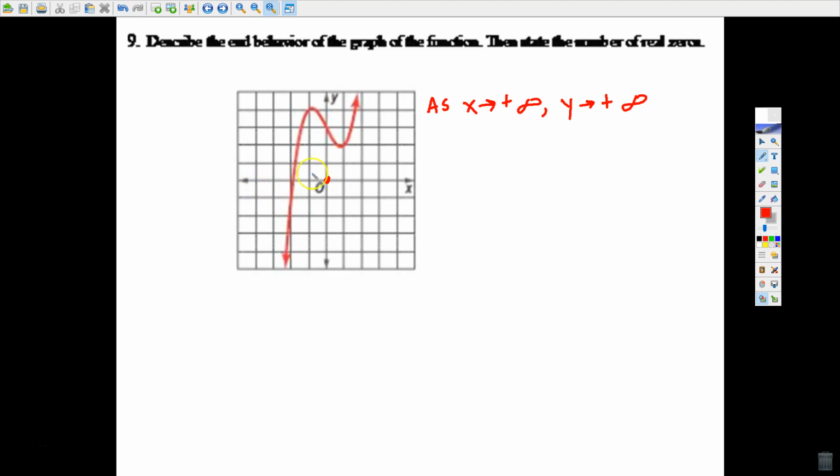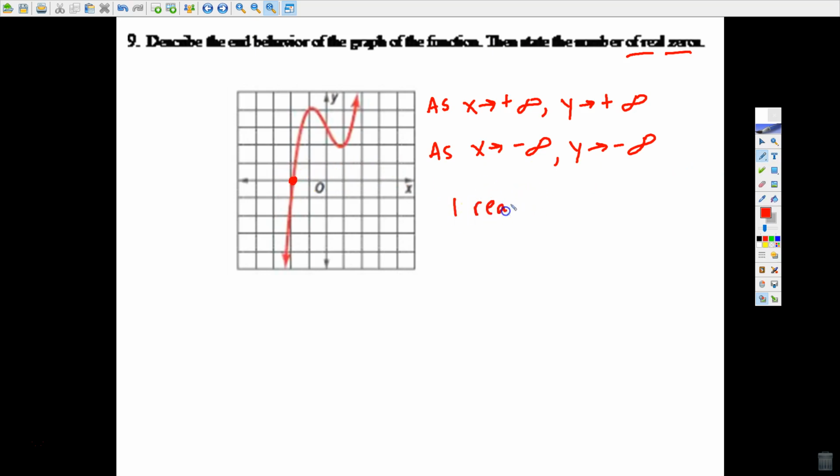As we travel to the left on the x-axis, or as x approaches negative infinity, y is also approaching negative infinity because it's going down forever. So that is the description of the end behavior. And then state the number of real zeros. This just means, are we crossing the x-axis, and if so, how many times? Well, let me erase my origin point. We only have one x-intercept, so the only real zero is that one.